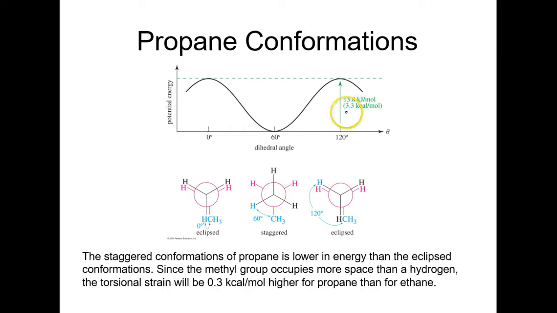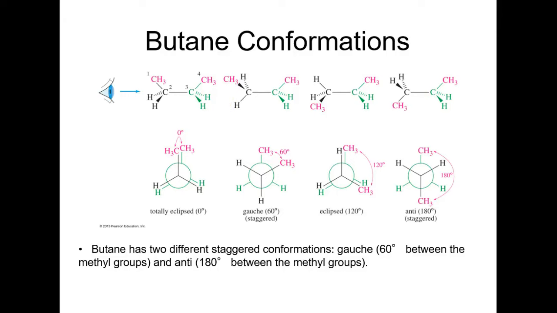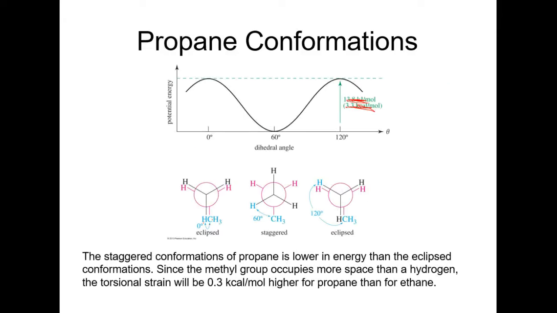And 1 kilojoule per mole is a lot of energy. So 0.3 is quite a bit. It doesn't seem like a lot, but it is. Like I said, we're not going to worry about the numbers. Just notice that it is higher in energy. This molecule right here represents that energy. As soon as you start rotating this and you're now staggered, this represents that energy, so forth and so on. So the staggered conformation is lower in energy than the eclipsed.